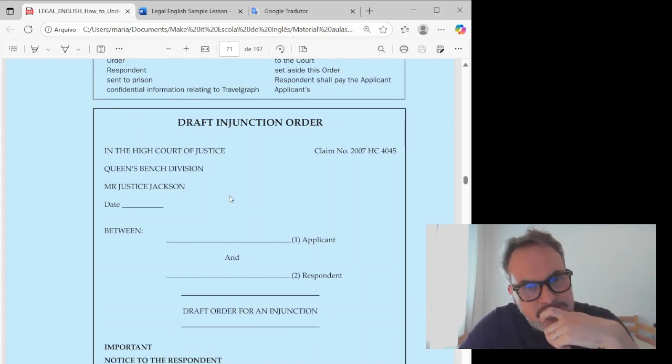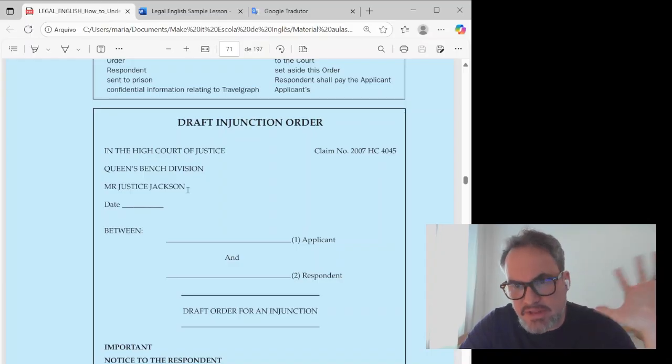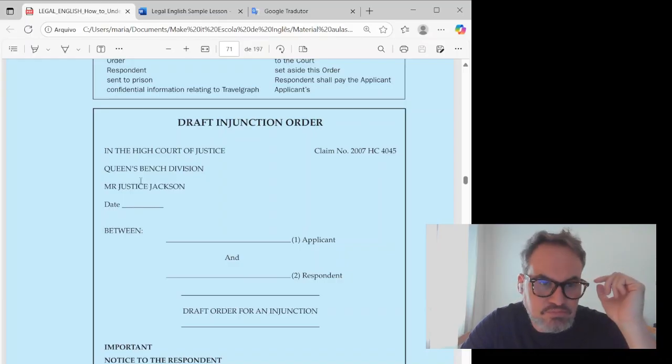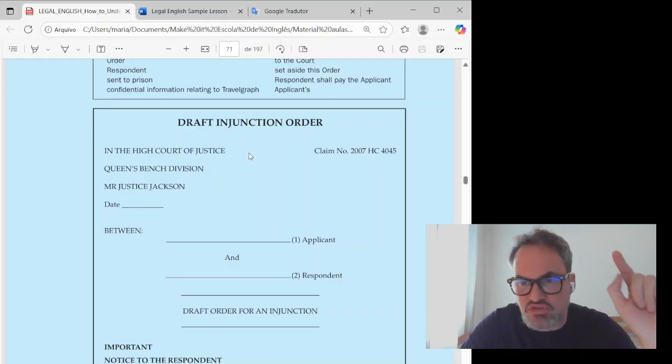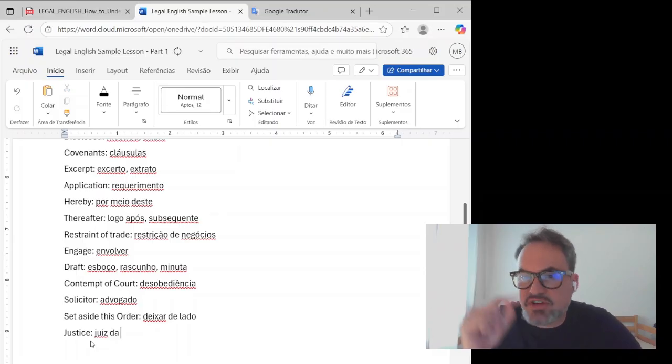Draft injunction order. In the High Court of Justice, Queen's Bench Division. Don't worry very much about that, okay? It's about the legal system in England. Claim number 27 HC 4045. Okay. Mr. Justice Jackson. Juiz. Okay, justice in this case is juiz. Let me write here. It's usually the judge in the Supreme Court.